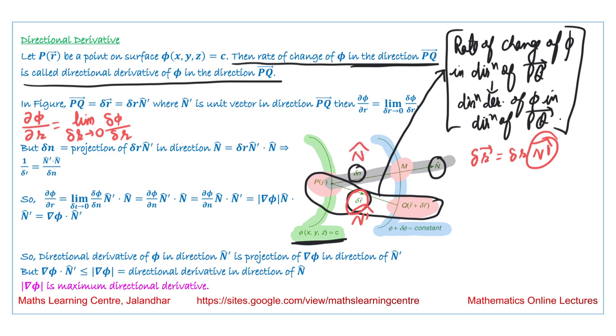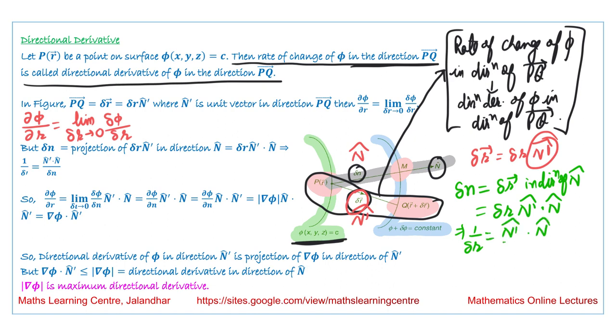So if we talk about the value of delta n, that we know it is the projection of delta r vector in direction of n cap. This thing we have already seen. So we are saying this is equal to delta r n cap dash dot n cap. So from this we obtain that the value of 1 by delta r is equal to n dash cap dot n cap over delta n.